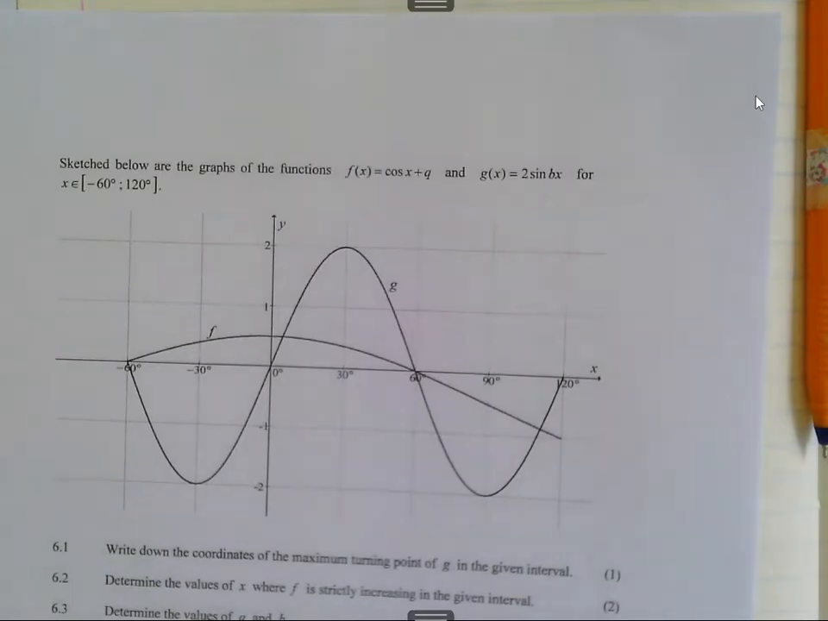Coordinates. No coordinate. Where is it reaching its maximum? At 30 degrees. What is the maximum? 2. Okay, that's how you see the coordinate. Which x gives it? What does it give? So in brackets, you write 30 and 2.